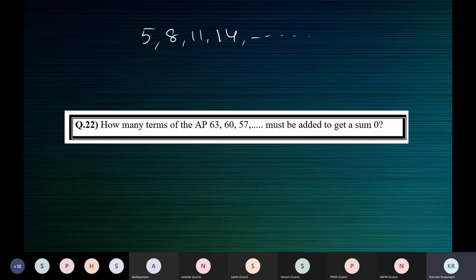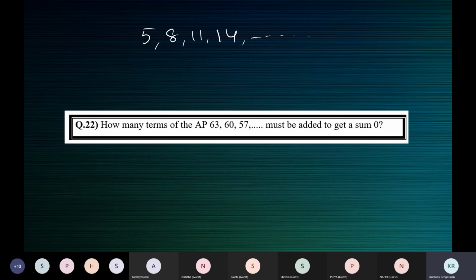Then how is it that in this question, we are asked to find the number of terms so that the sum is 0? Because the terms are reducing in value. After a certain point, all the terms will be negative. So a combination of positive and negative terms can give you the sum 0.